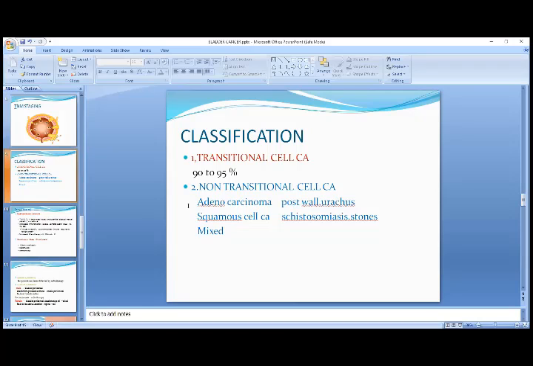So these are the three varieties which are present in addition to the transitional cell carcinoma, and they account for only 5 to 10% of cases. Adenocarcinoma is usually present in case of posterior wall or urachus, whereas squamous cell carcinoma is mostly due to chronic irritation, can be caused by schistosomiasis or stones. And the next category is mixed.